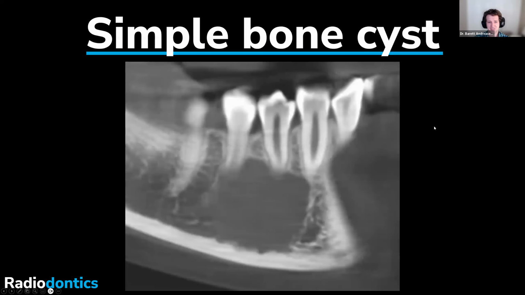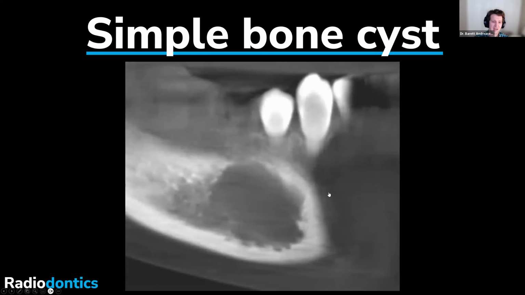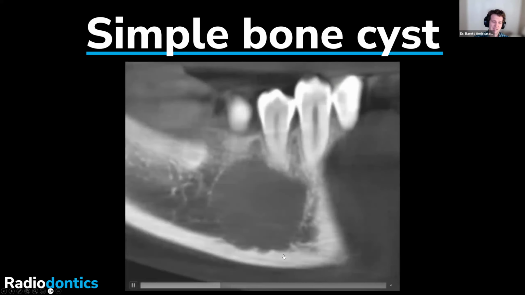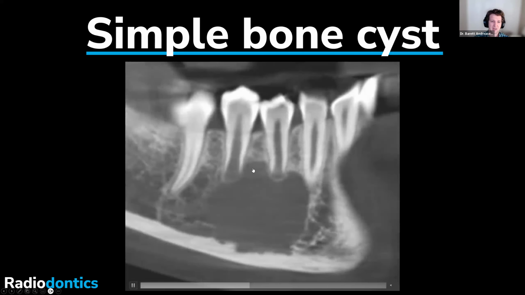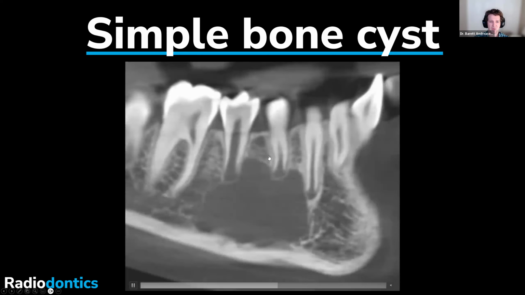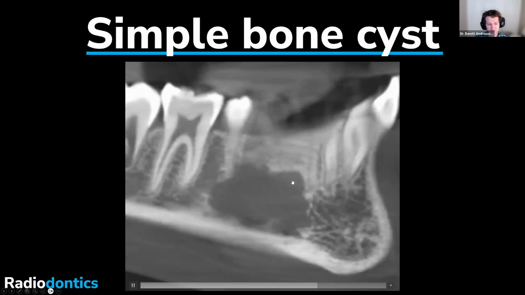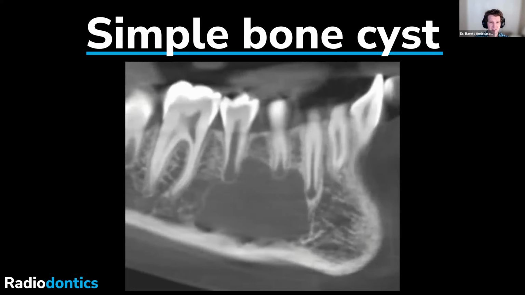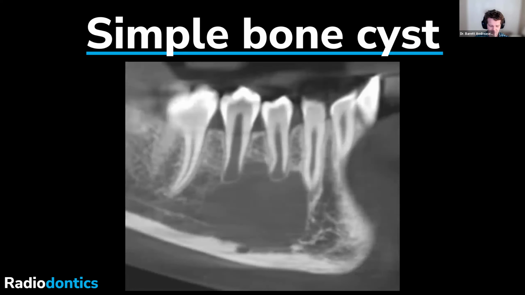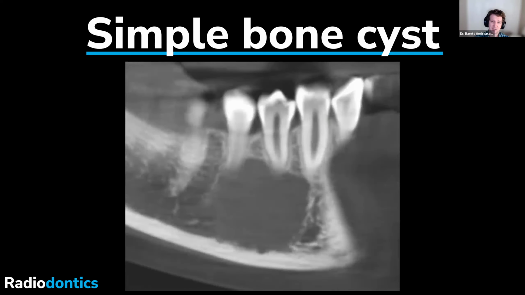And then another example of a simple bone cyst. A little bit of thinning of the cortex down here, some changes to the trabecular bone as it scallops in between the root apices, very classic appearance of a simple bone cyst, which are typically found in younger individuals as we have here.